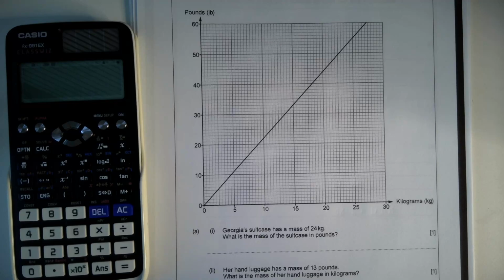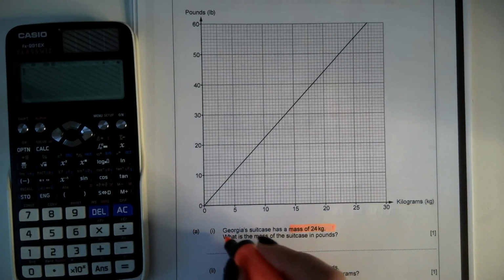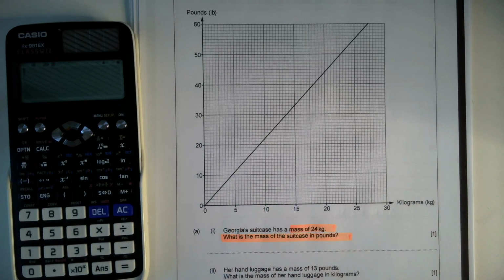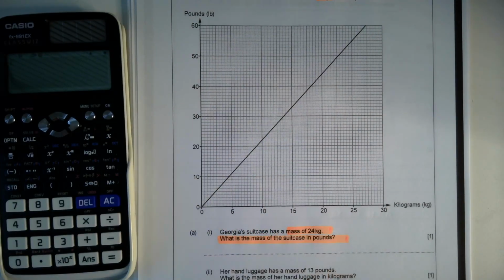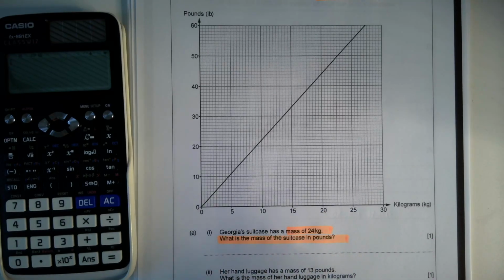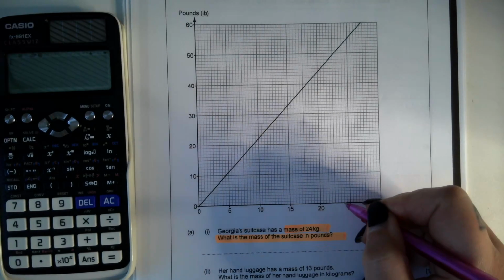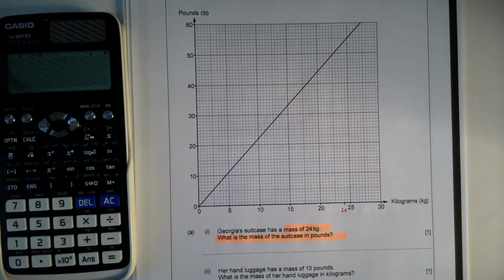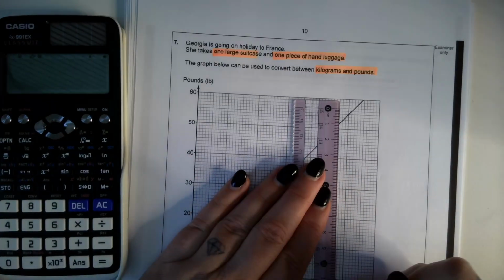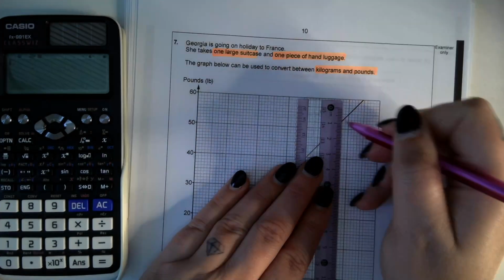Part A. Georgia's suitcase has a mass of 24 kilograms. What is the mass of the suitcase in pounds? So 24 kilograms. We're going to read across this horizontal axis because that's the kilograms. We've got 20 and then 25. Between 20 and 25 is 5, but we have 10 small squares, so 2 small squares is equal to 1. So 24 is 2, 4, 6. 24 is here. Okay, so we're going to mark up from 24 to the graph that's been drawn.